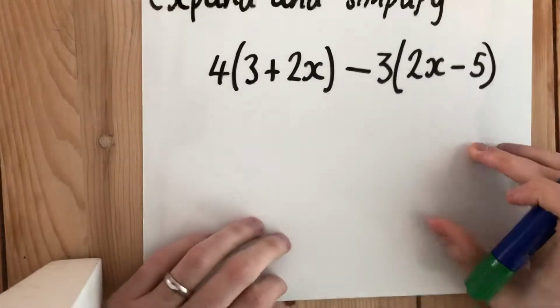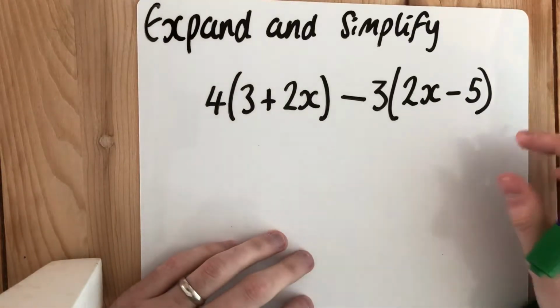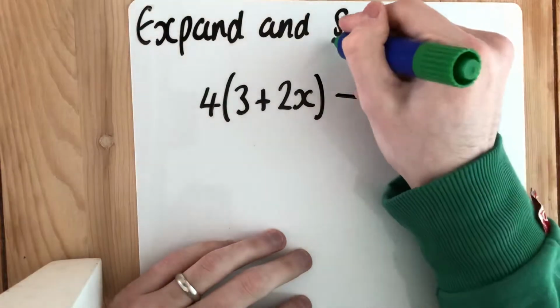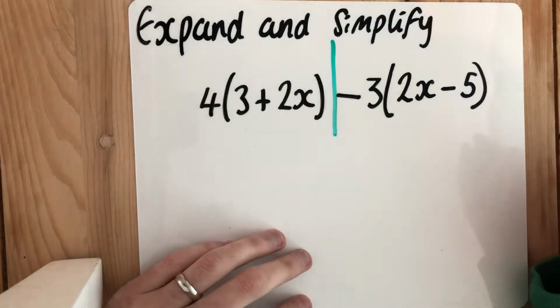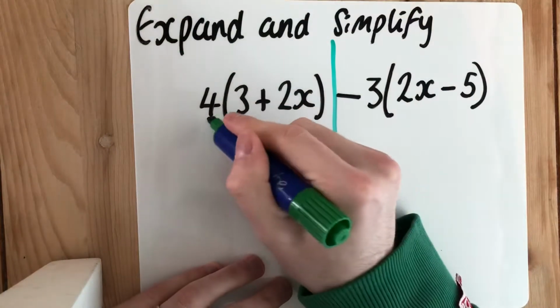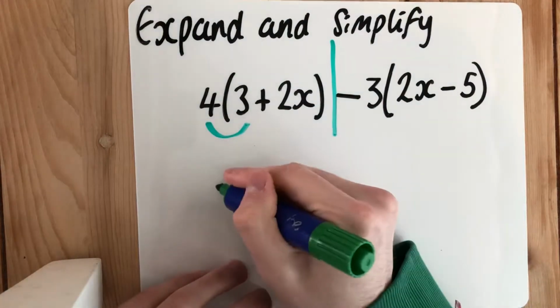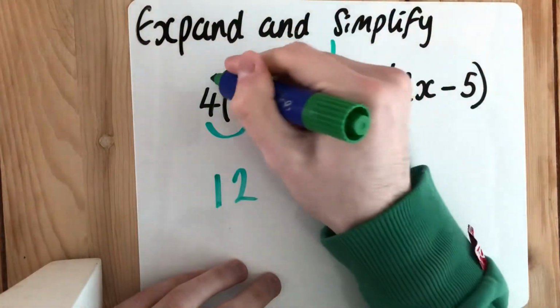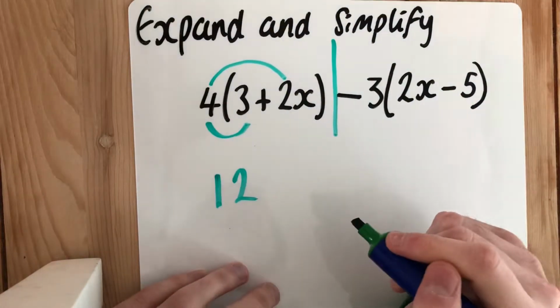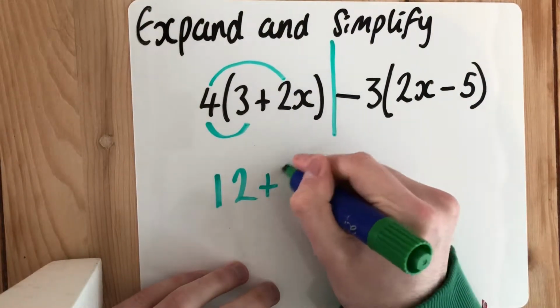Another kind of question you could be given. Very similar, but this time it's got a negative involved. Again, rule off, treat it as two separate questions for the expanding part. 4 times 3 gives me 12. 4 times positive 2x gives me positive 8x.